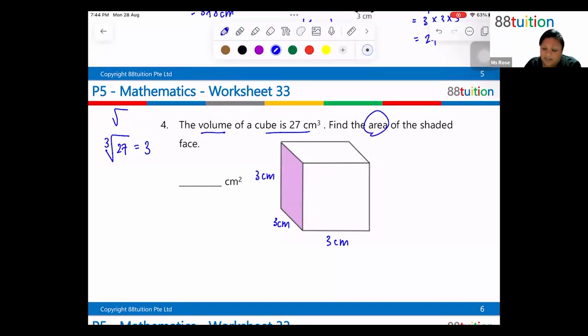So you want to find the area of the shaded face. The shaded face is a square. So to find the area, you take 3 times 3 to give me 9. Okay, got it?